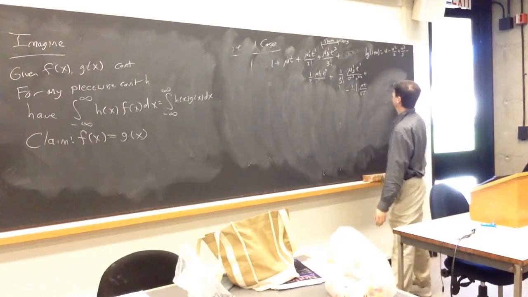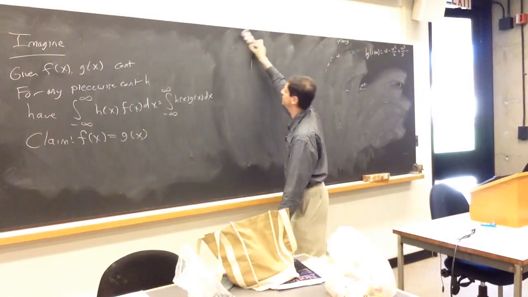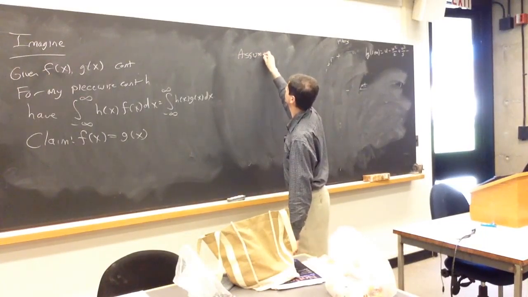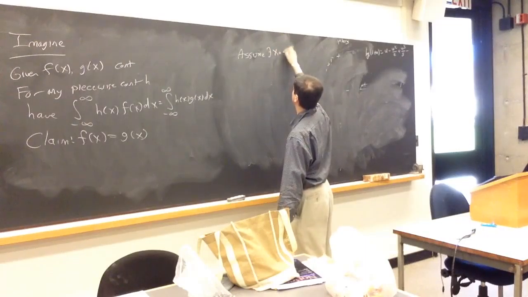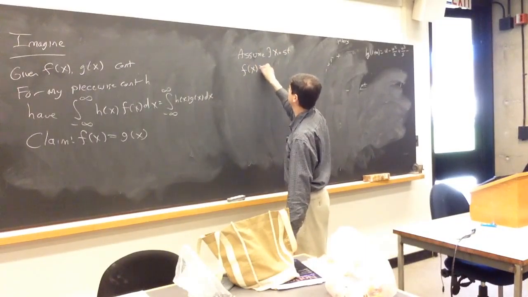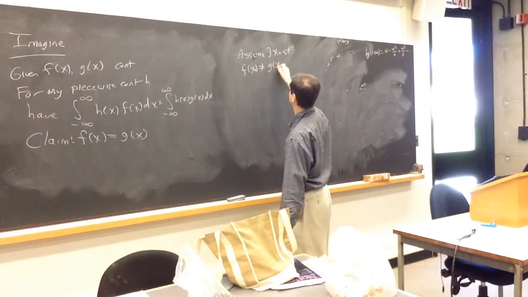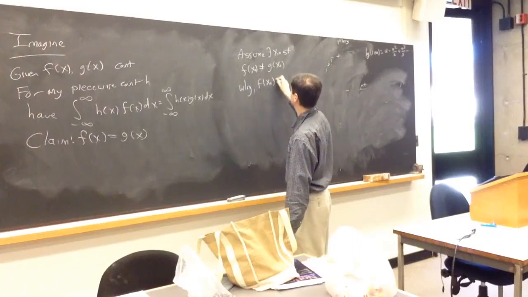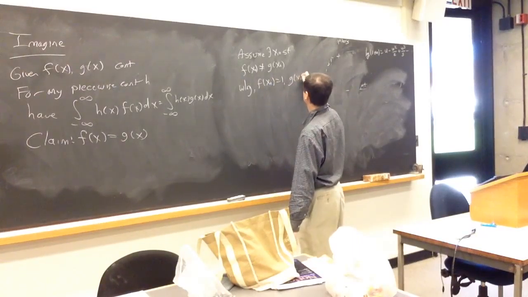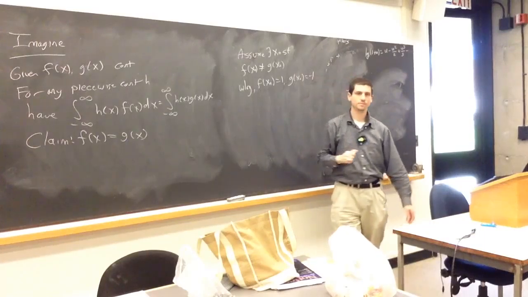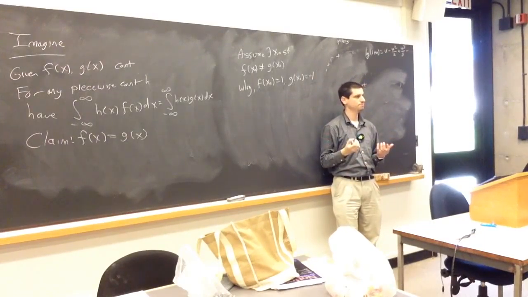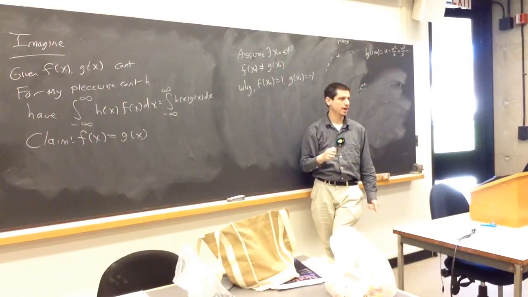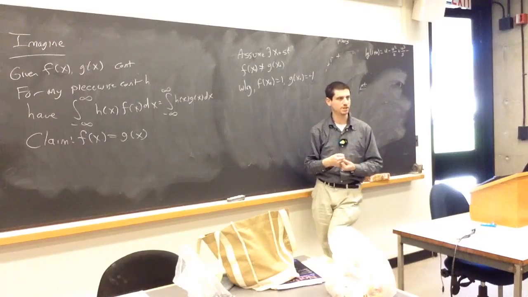So this is a great time for proof by contradiction. If they're not the same, they must be different at some point. So assume there exists an x_0 such that f(x_0) does not equal g(x_0). Without loss of generality, let's assume f(x_0) equals 1, g(x_0) equals minus 1. Is there any real loss in assuming this? No. I can always rescale. I can add a constant to each function. I can assume something like this.